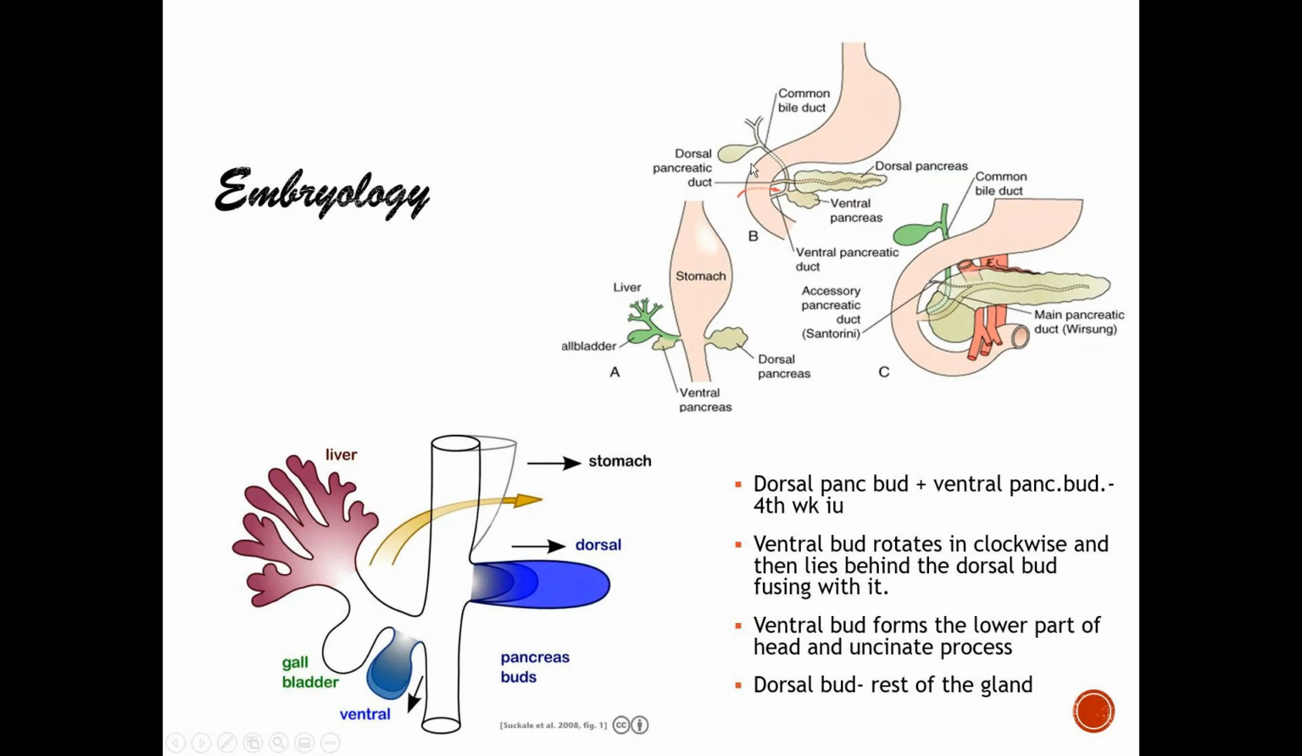Can be better seen here. This rotating, and then it comes and lies out here, right? So this is the part which has been developed from the ventral bud, the lower part, and the rest is the dorsal bud, right? So the ventral bud forms the lower part and the uncinate process. That's the part which is formed by the ventral bud. And the dorsal bud, the rest of the gland, that basically means the body, part of the head, and the tail. They all are because of the dorsal bud. Okay, so that is basically, in a nutshell, the whole embryology, and which starts in the fourth week.